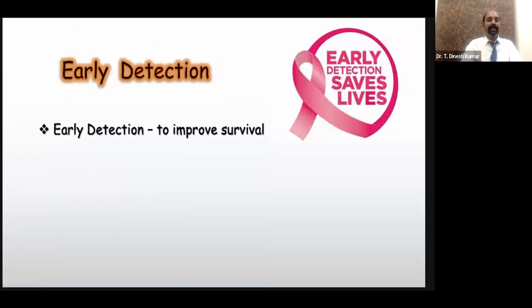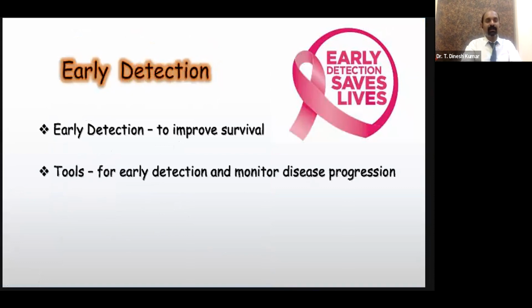So to improve survival, and for us to detect it early, we need tools for early detection and to monitor disease progression. Currently, the gold standard for this detection is histology. But unfortunately, histology is something where you need to put your scalpel on all the time. It's a lengthy process. You need to put it under the slide and then do it.